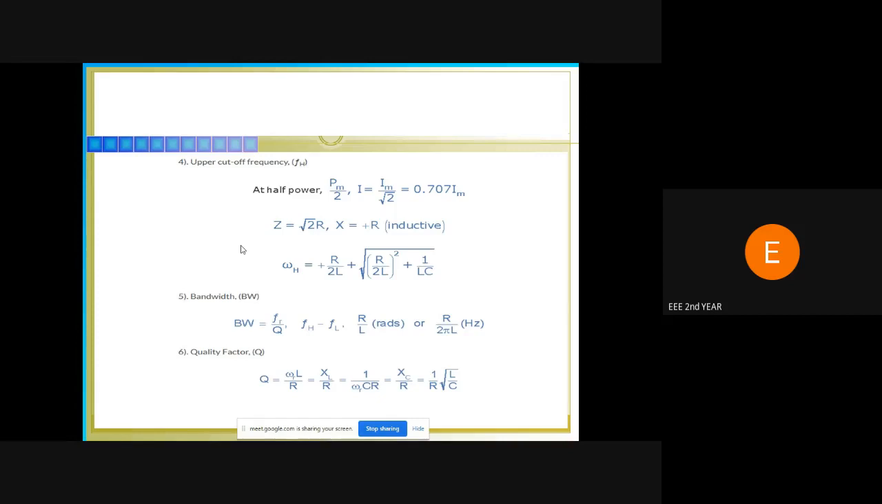And for the upper cutoff frequency, the impedance is root 2 R, where X equals plus R. At that condition, it behaves as inductive, where the frequency omega h equals R by 2L plus root of (R by 2L) the whole squared plus 1 by LC. Right?